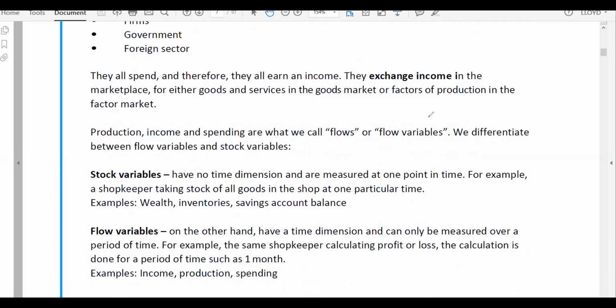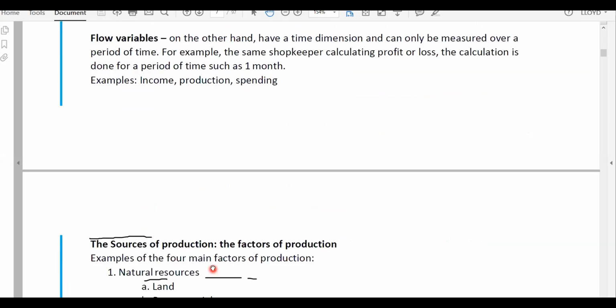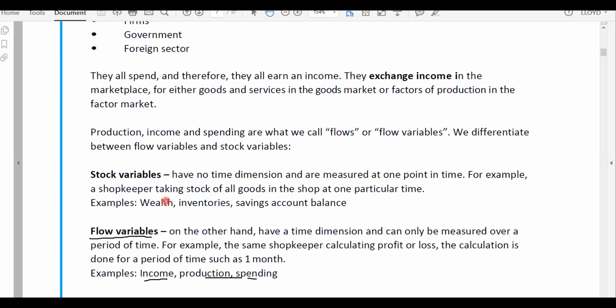We have identified what a flow variable is. We did mention that because we say that production, income, and spending are the three major flows. So a flow variable, like I said, has a time dimension and can only be measured over a period of time. You need to also know examples of flow variables. Examples here: production, income, spending, okay? Then others, let me see, they are not included. What other flow variables, guys, can you think about? Apart from production, income, and spending, what other flow variables can you think about?